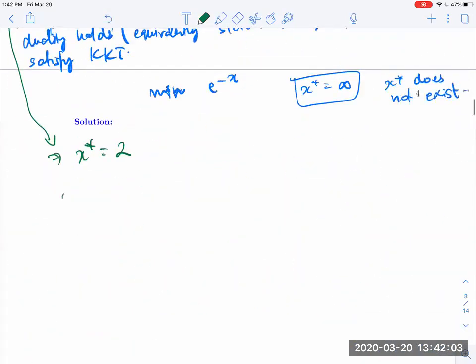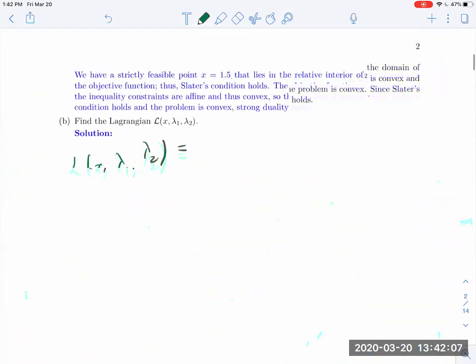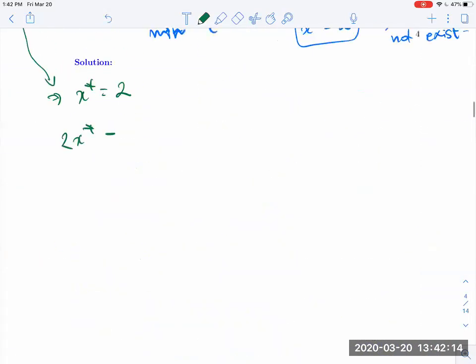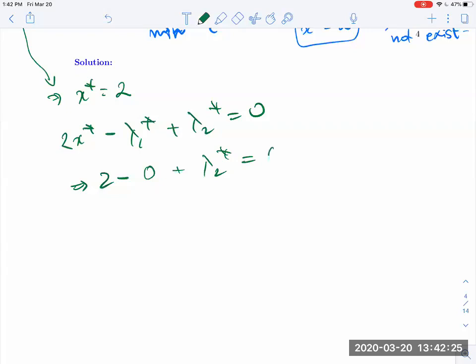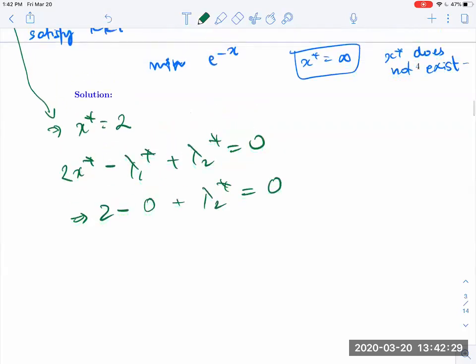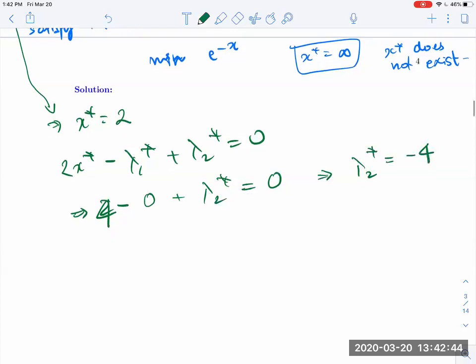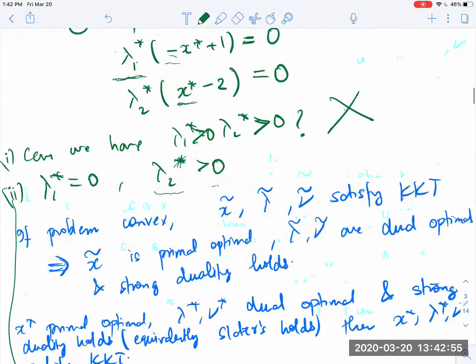Okay, very good. So you have 2x star minus lambda 1 star plus lambda 2 star is 0. That implies 2 times 2, which is 4, minus lambda 1 star, which we assumed was 0, plus lambda 2 star is 0. So what does that give you? Lambda 2 star is minus 4. Is this feasible? No, because it violates your dual feasibility condition.